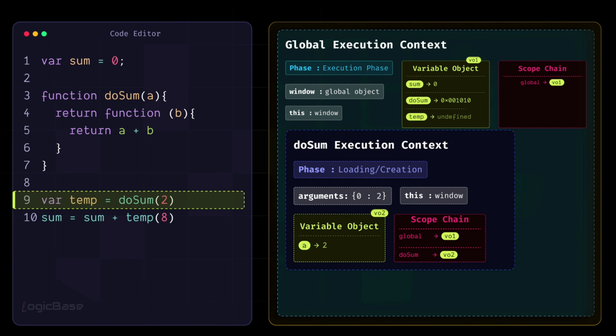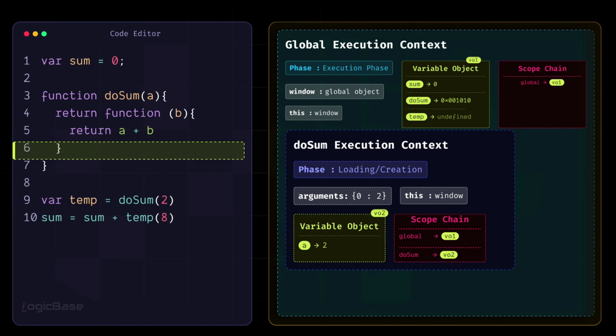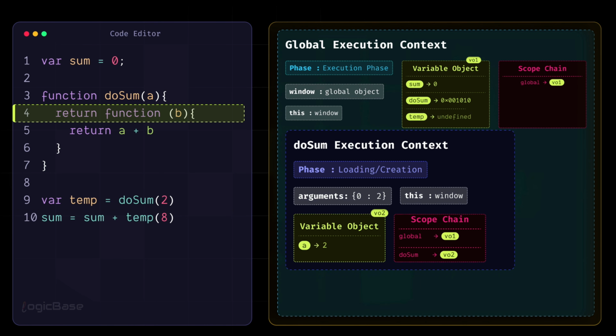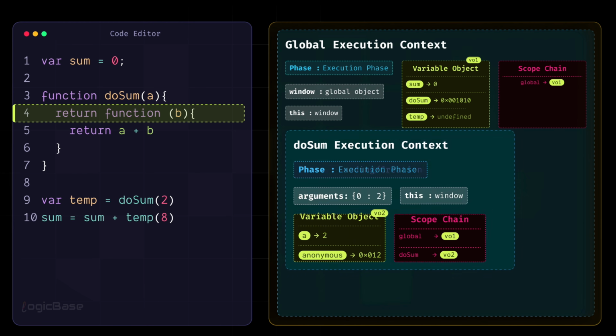Now, the creation phase of that function execution context begins. The parameter a receives the value 2. So in memory, we have a = 2. Inside the function, there's an anonymous function being returned. That function's reference also gets stored in memory. Once the creation phase is done, the execution phase starts. During this execution phase, the doSum function doesn't perform any calculation. Instead, it simply returns that anonymous function.